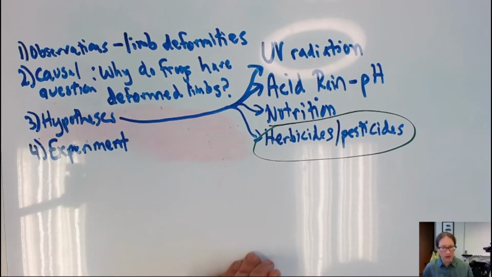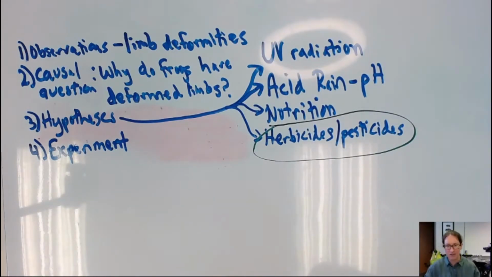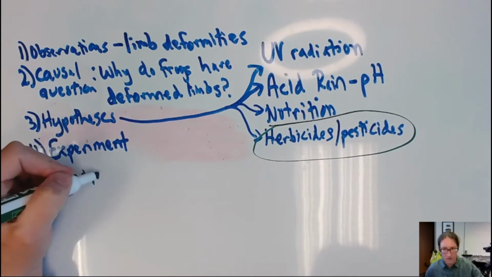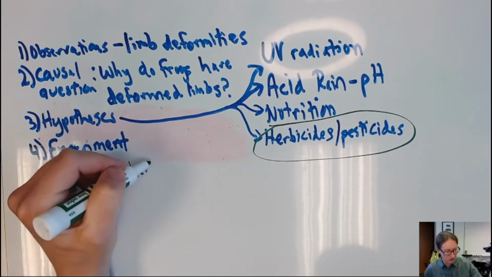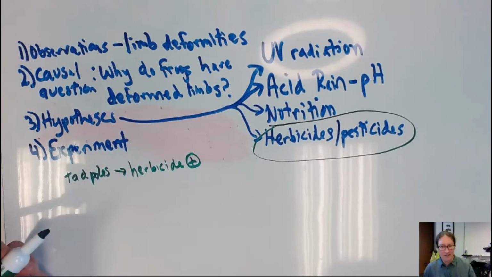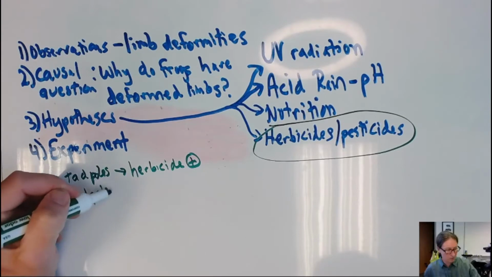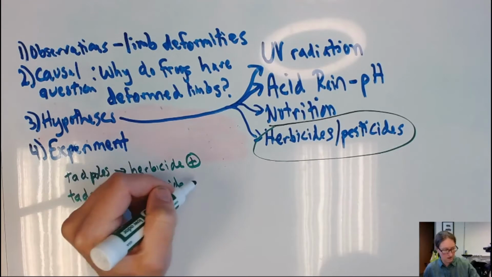So really, when I'm developing an experiment, I need some kind of reference point. And so if I'm going to come up with an experiment to test this hypothesis, I need to have one group of tadpoles that's in water with a pollutant. So let's just say it's in water with an herbicide. So herbicide plus. And then I need to set up another group of tadpoles in water that doesn't contain this pollutant. So I need more tadpoles in an environment that is herbicide negative.